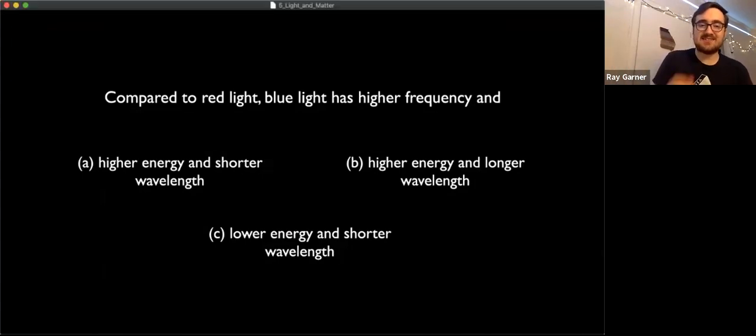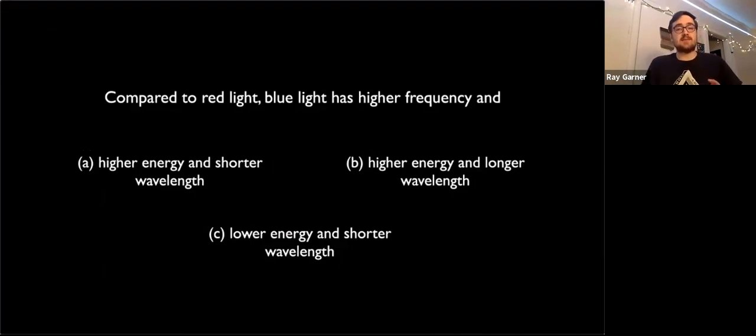All right, the correct answer is A. So remember, I just said that energy is proportional to frequency. So if it has higher frequency, then it's got to have higher energy. So that means C cannot be the correct answer.